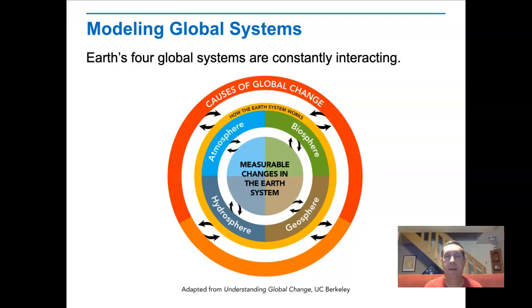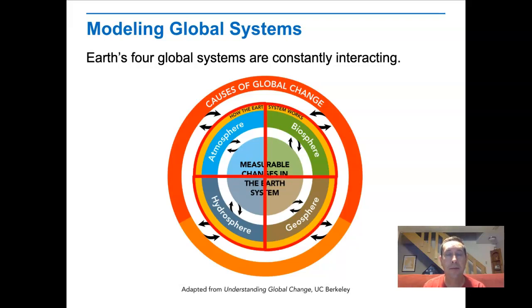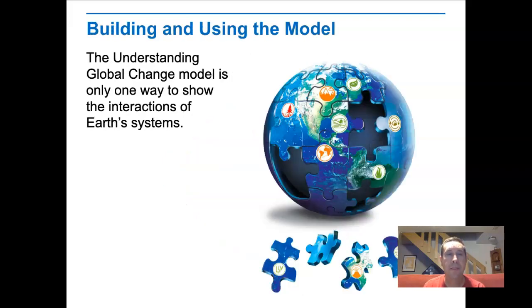And as things change in one system, it affects other systems and causes global change. So a change in the atmosphere can have a change in the biosphere as well as the hydrosphere and the geosphere. So the way we study global systems is by looking at models.